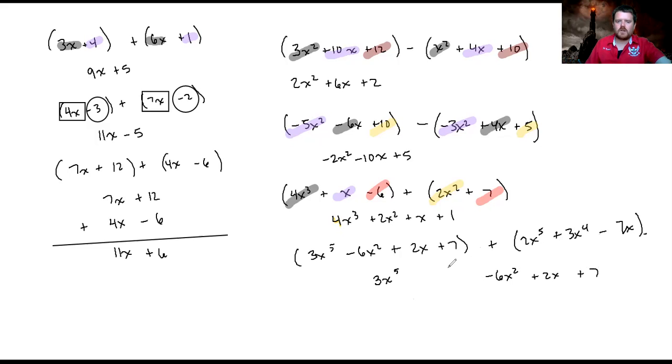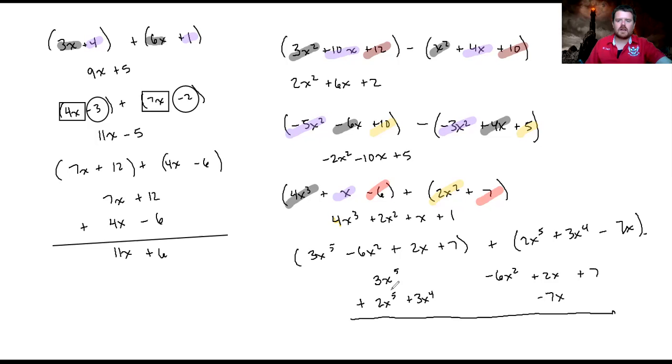Okay, then for the second term, I have 2x to the 5th, so I'm going to line that up here. I have 3x to the 4th power. Put that here. There's no cubic term, so I'll leave a space. There's no x squared term, so I'll leave a space. Minus 7x, and then there's no constant term. So again, the goal is to line up all the terms.